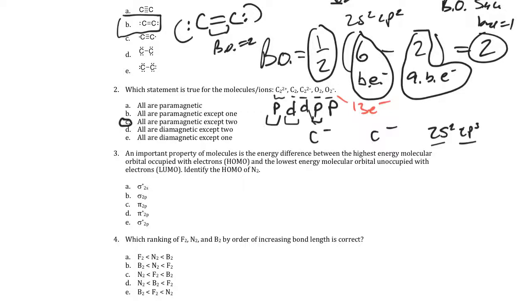So number 3, an important property of molecules is the energy difference between the highest energy molecular orbital occupied with electrons, that's sometimes called the HOMO, and then the lowest energy molecular orbital unoccupied with electrons, which is called the LUMO. Okay, so it's asking us to identify the highest occupied molecular orbital of N2.